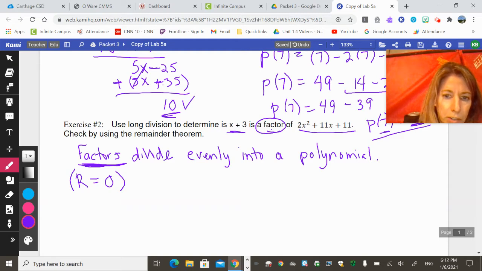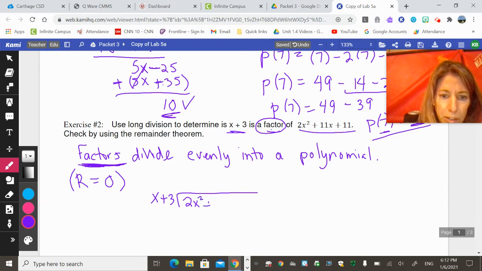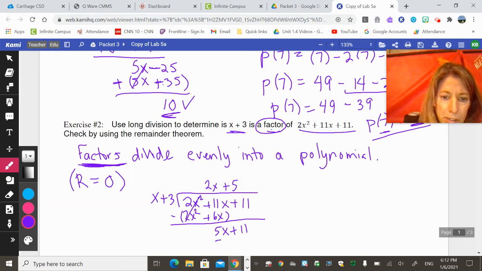All right, so we're going to do our long division. I'm going to try to divide x plus 3 into this 2x squared plus 11x plus 11. I'm going to have to start with a 2x here to get my matching 2x squared. 2x times 3 would give me a 6x here. I subtract. That's going to give me 5x plus 11. This would have to be a plus 5 to multiply by x to get that first term to match. And then 5 times 3 is 15.